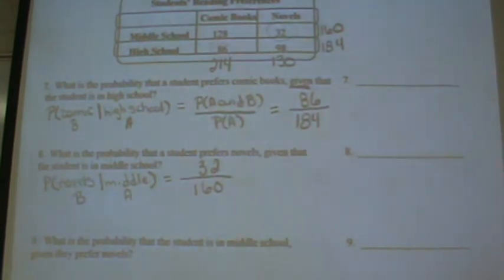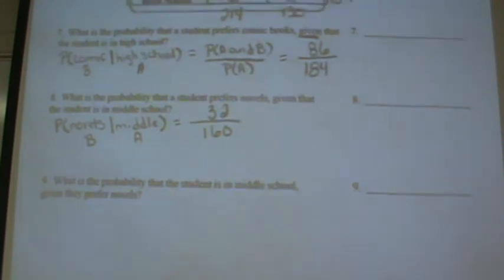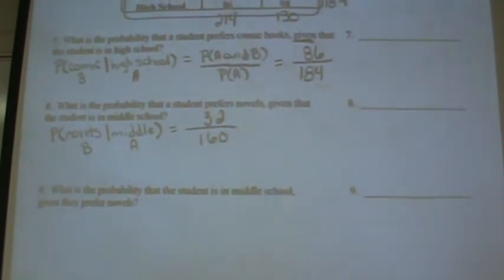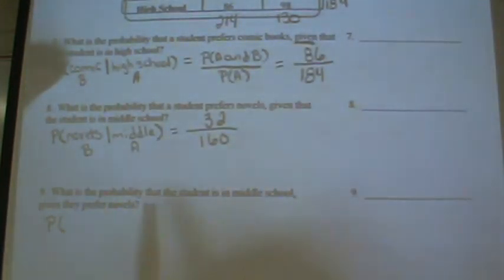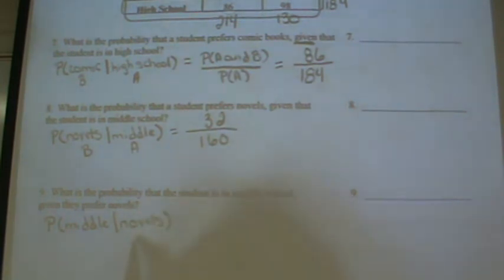And then finally, number 9. What is the probability that the student is in middle school given they prefer novels? So you might think that this is the same as number 8, but we're given this time that they prefer novels, and we're looking for those that are in middle school. So this time our probability, we're looking for those in middle school, given that they prefer novels. So this time, novels is our event A, middle school is our event B.